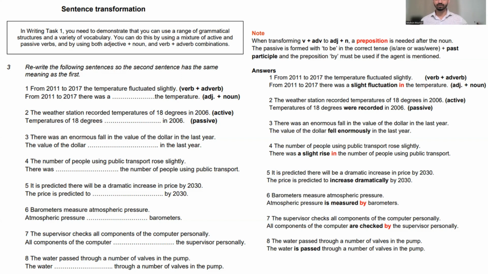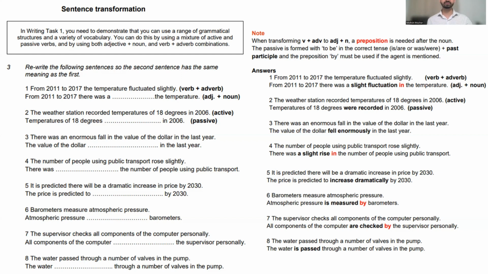Okay, the water passed through a number of valves in the pump. The water is passed through a number of valves in the pump. So you can see that you have to use quite a lot of different structures. The one structure that you can use is verb plus adjective. Verb plus adverb. And then you could also use adjective plus noun structure. You could use active. You could use passive.